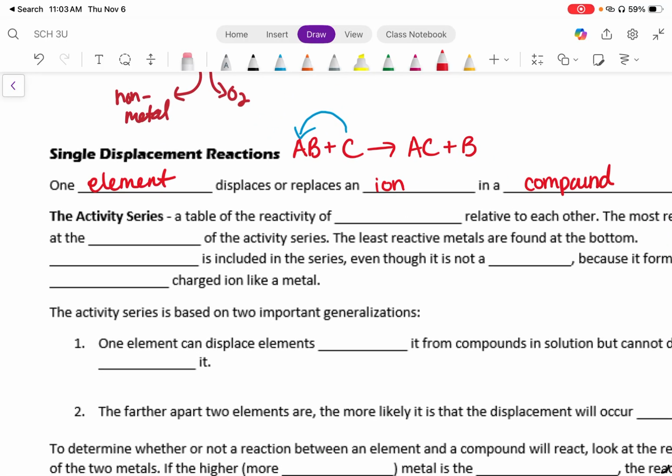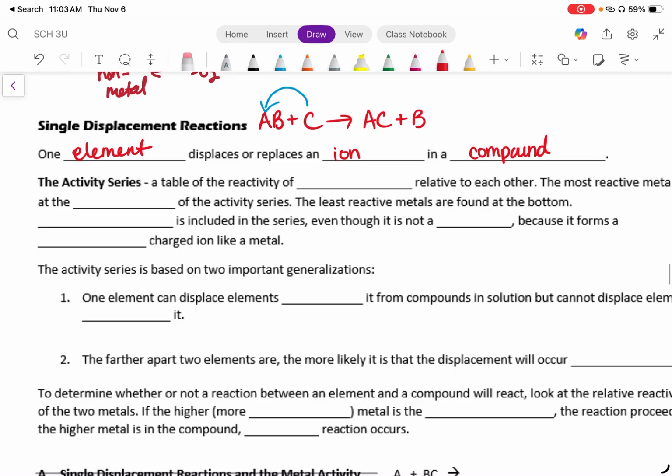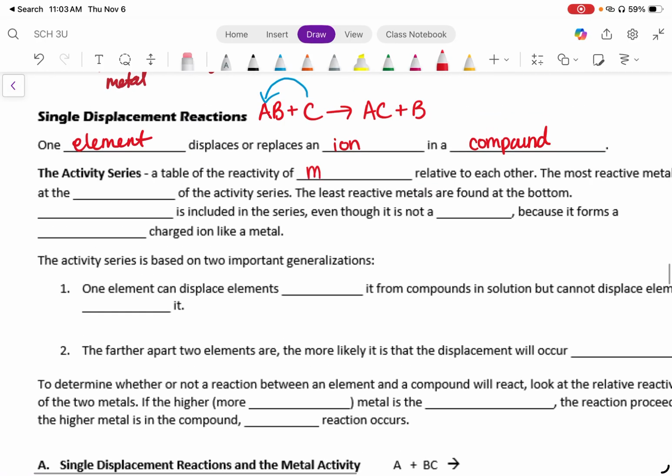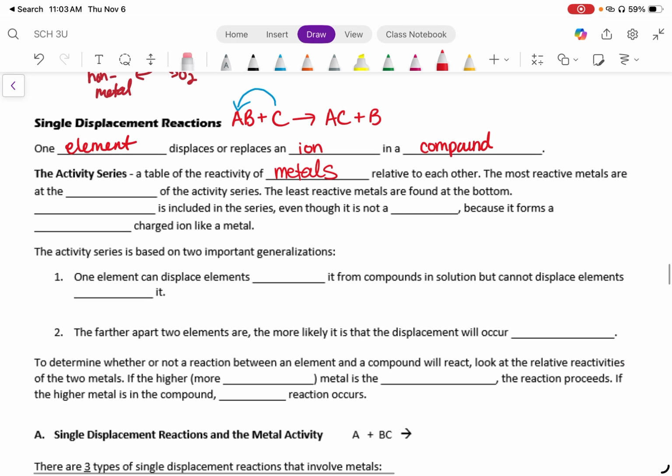What that activity series is, and I would recommend having it beside you somewhere while I'm teaching you this lesson, is a table of the reactivity of metals relative to each other. So how much more reactive is one metal compared to the other. The most reactive metals are at the top of that activity series, and the least reactive are found at the bottom.